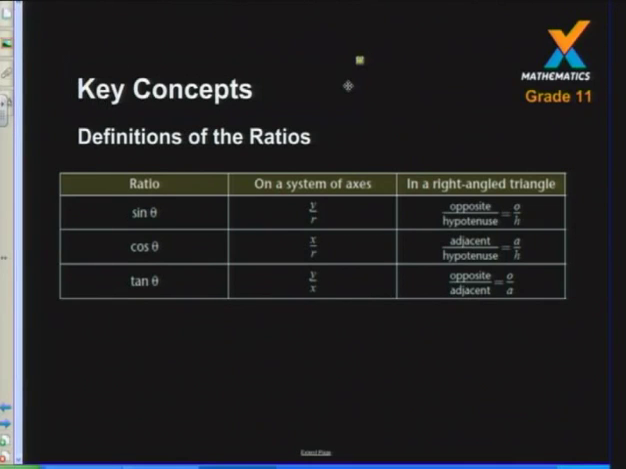From grade 10, you would have already established what the coordinates are on a system of axes and what the definition is for sine theta, and that is that it's y over r. Cos theta is the abscissa over the radius, and tan theta is y over x. So those 3 definitions we're going to use quite intensively throughout the session.